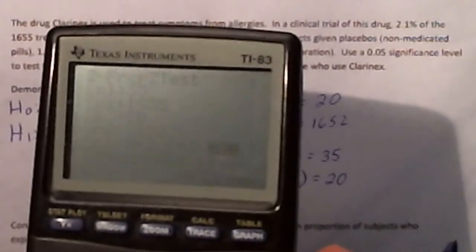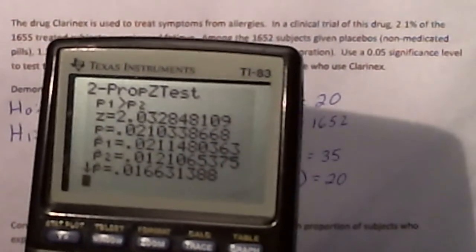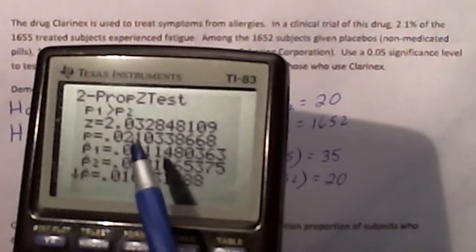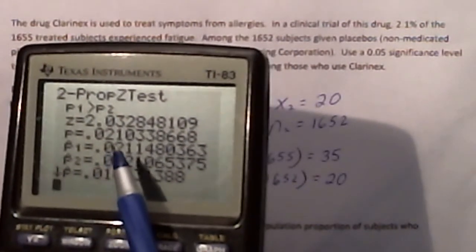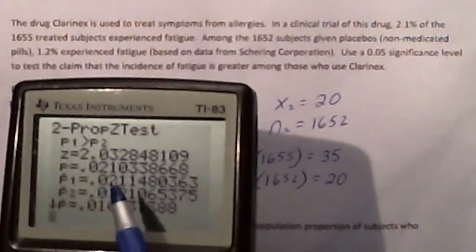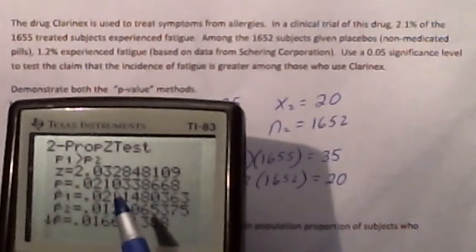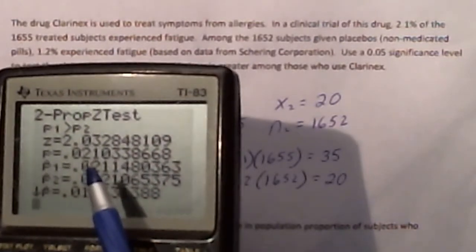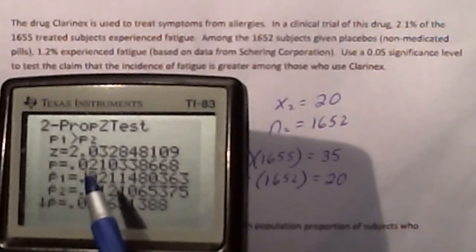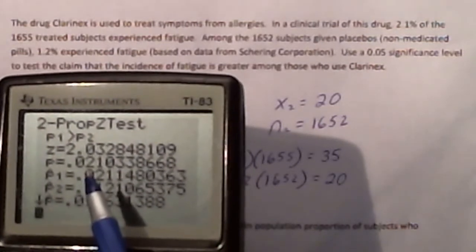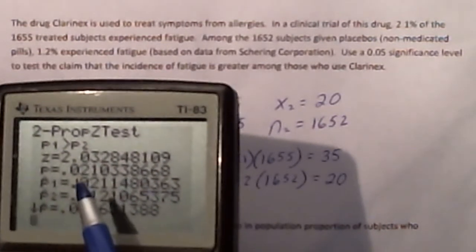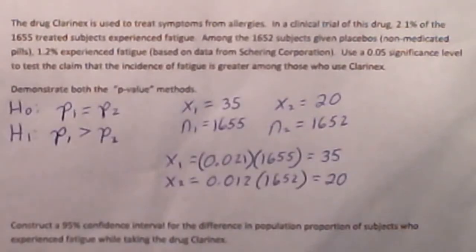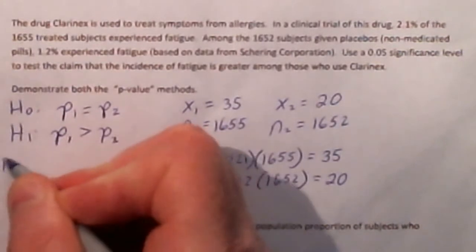So here we go. Your test statistic would be 2.032. Your p-value is 0.021. Remember, we were testing at what percent? We were testing at 5%. So notice 0.021 is a little less than 5%, 0.05. Being the case, the p-value being less than alpha, we would reject the null hypothesis. And so therefore, ladies and gentlemen, we're going to reject the null hypothesis.